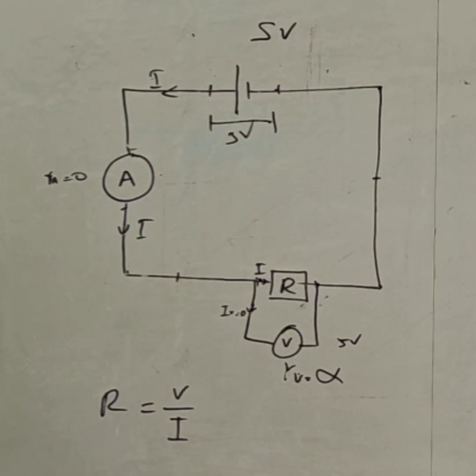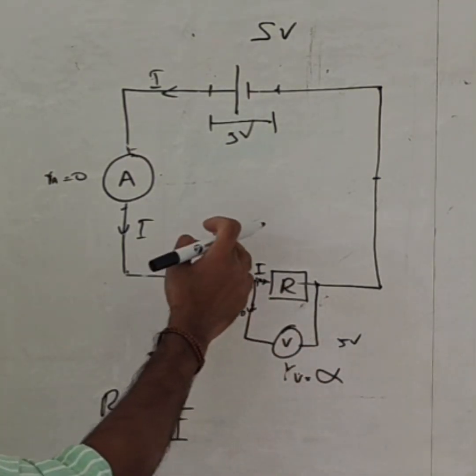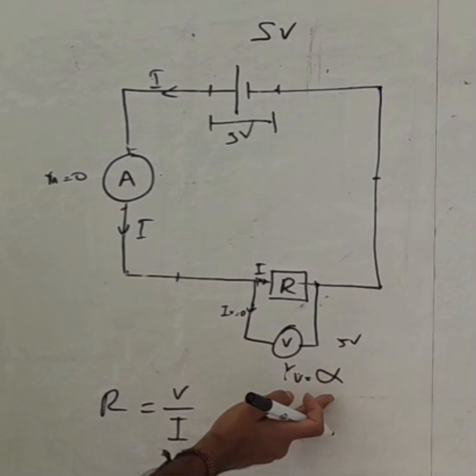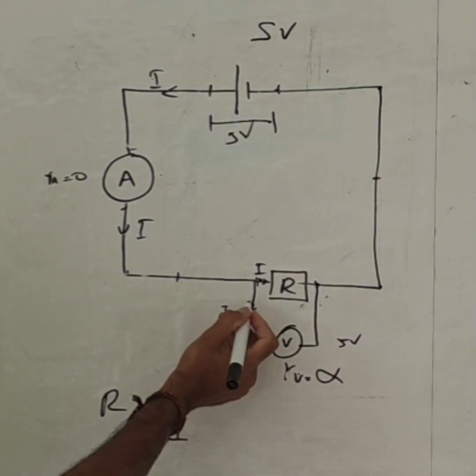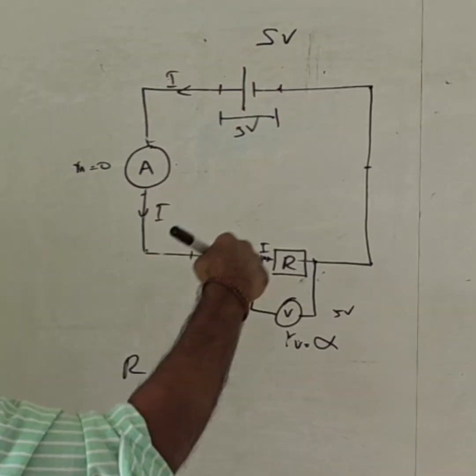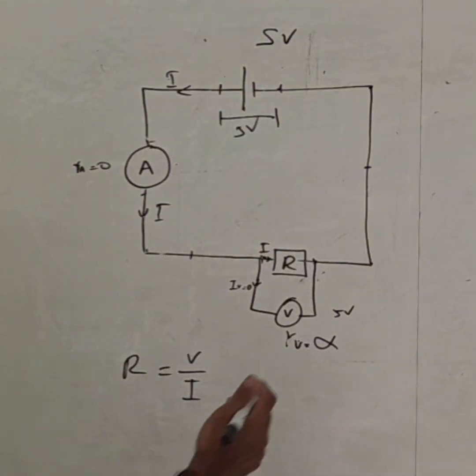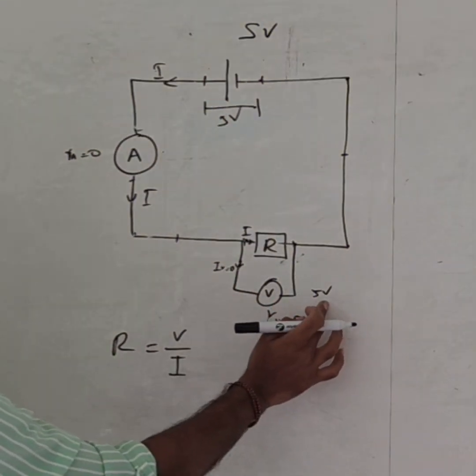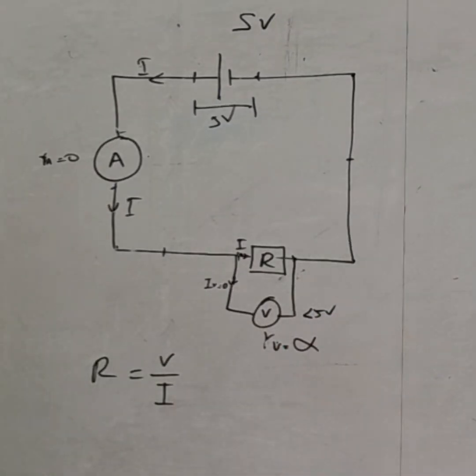In a real world condition, we can't get anything ideal. So there will be some internal resistance here, and this is not infinity. Definitely there will be a small current going through this one. There is also some internal resistance in the battery. So due to all these reasons, this voltmeter reading will not be 5 voltage. It will be less than 5 voltage.